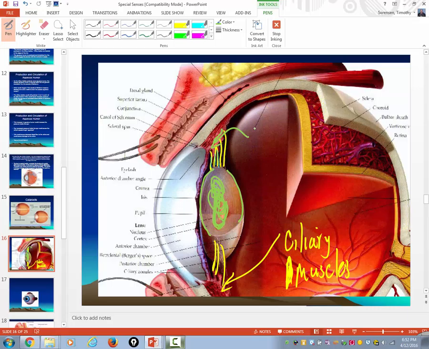All right, now watch. The ciliary bodies are made up of the ciliary muscles and specialized cells within them that produce and secrete.